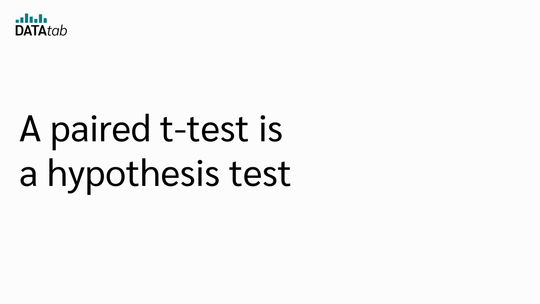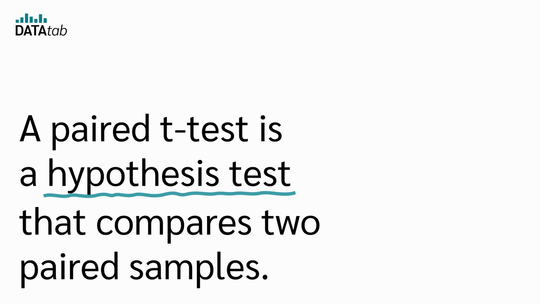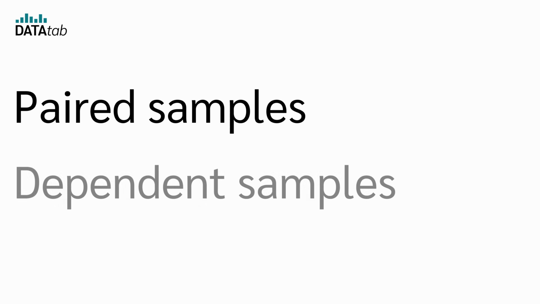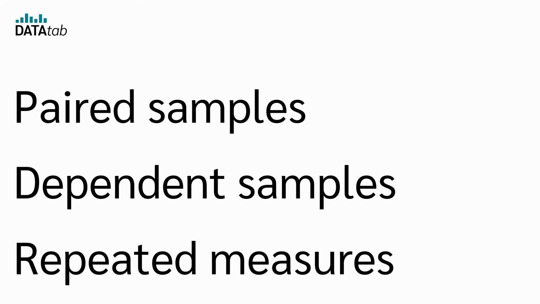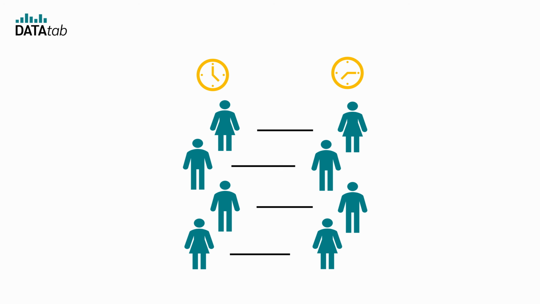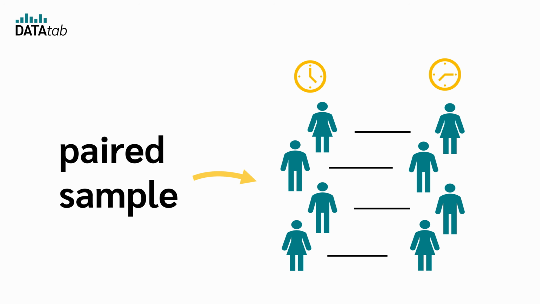A paired t-test is a hypothesis test that compares two paired samples. Okay, but what are paired samples? Paired samples are also called dependent samples or repeated measures. A common use case is before and after measurements, for example, measuring blood pressure before and after giving a new medication to the same patients. So for each person, there are two measurements, one before and one after taking the medication. So in our example, we have a paired sample.